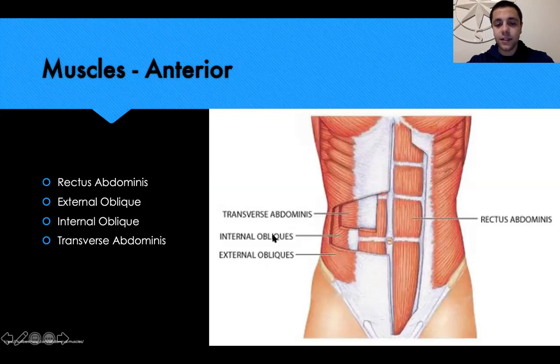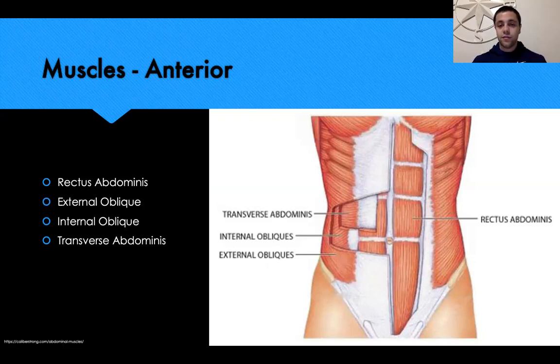A key thing about the internal and external obliques is that they both help us with lateral flexion and rotation. With lateral flexion, if you're working your right external oblique, it's going to help us laterally flex to that same side. But with rotation, if you want to rotate to the left, you end up using your right external oblique and your left internal oblique.